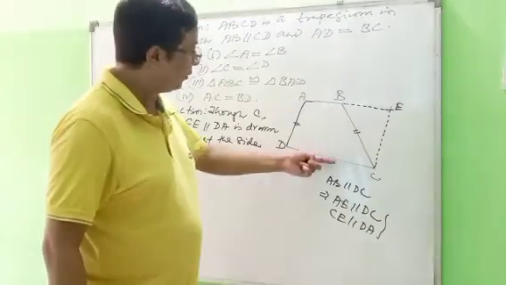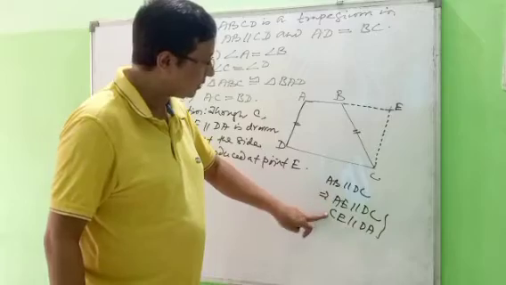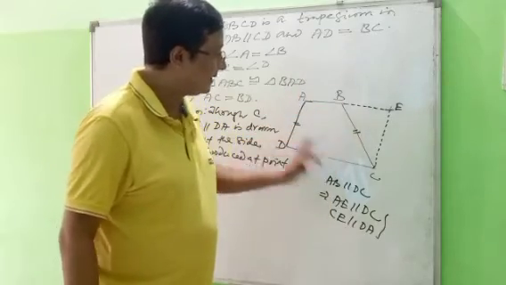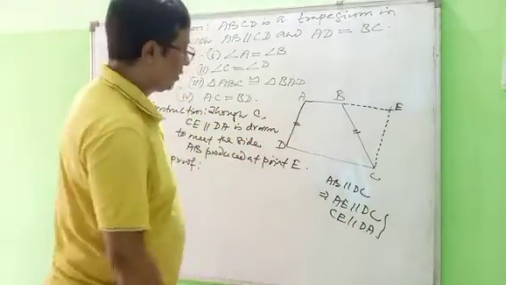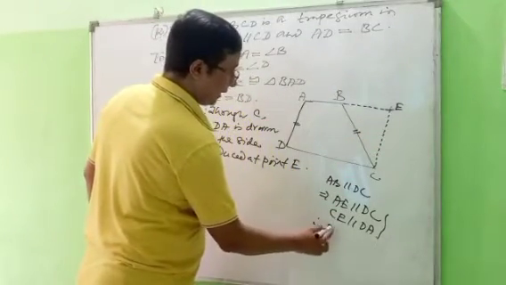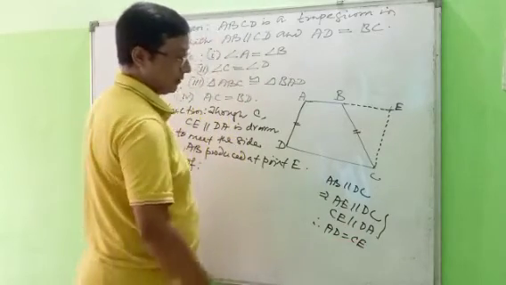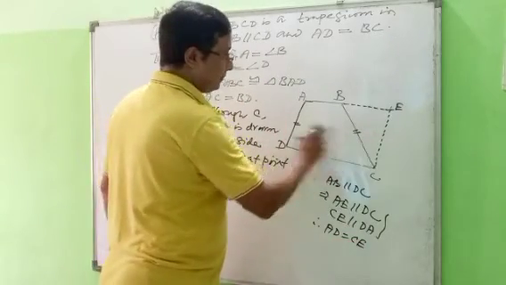Since both pairs of opposite sides are parallel, AECD is a parallelogram. So AD equals CE, because opposite sides are equal.